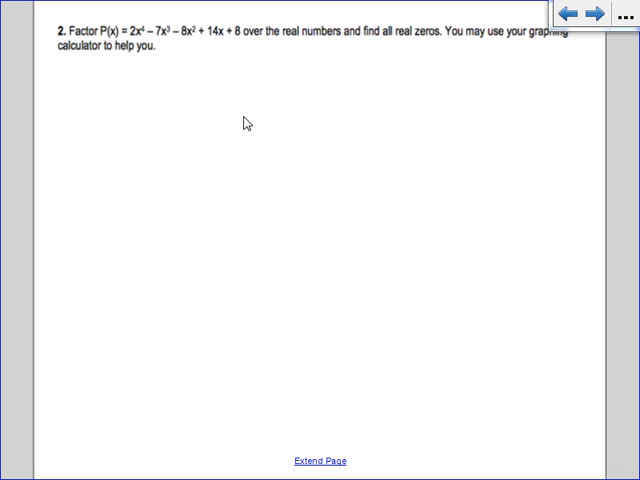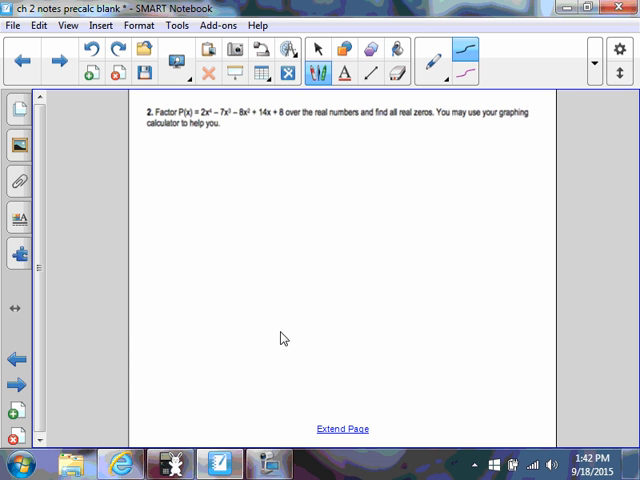All right, so number 2. Factor P of x equals 2x to the 4th minus 7x cubed minus 8x squared plus 14x plus 8 over the real numbers and find all the real zeros. And I said you might want to use your graphing calculator to help you. If you are on a calculator section, you want to use your calculator to your advantage. We want to use that as much as possible. So go ahead and put this function in for your y1.